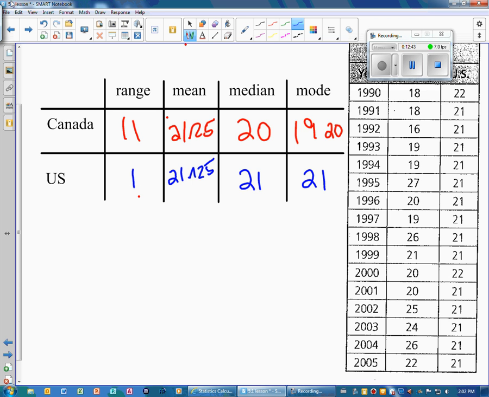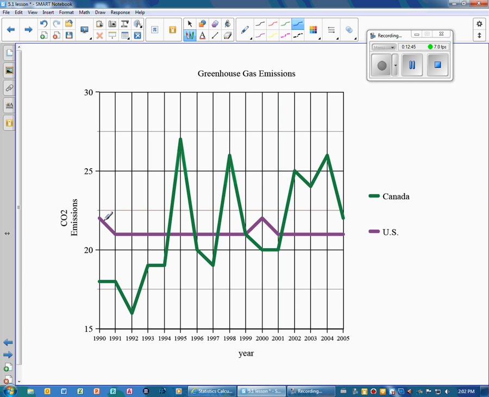Okay? So remember my graphs. My graph showed me that the US was quite consistent. The Canada was all over the place, up, down, up, down. Now I know they look really up and down. Remember, the lowest was 16, and the highest was 27. Remember, the range was 11. So it's not like they're crazy different, but look at the US, so consistent.